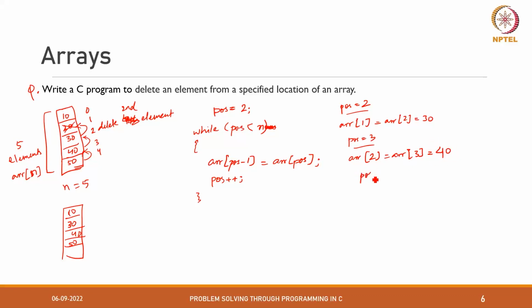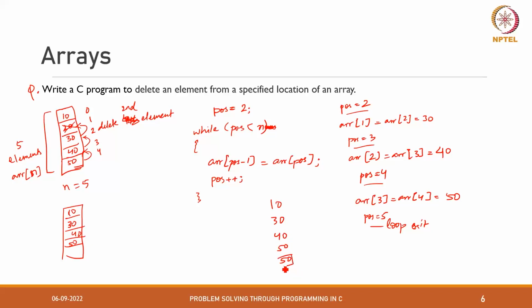Okay. Now when we are having POS of 4, ARR of 3 is equal to ARR of 4. Now ARR of 4 is 50. So now 50 has shifted upwards. Now POS will become 5, but this condition is no more satisfied, because it is less than, not less than or equal to. So 5 is not less than 5. So the loop exits, right?